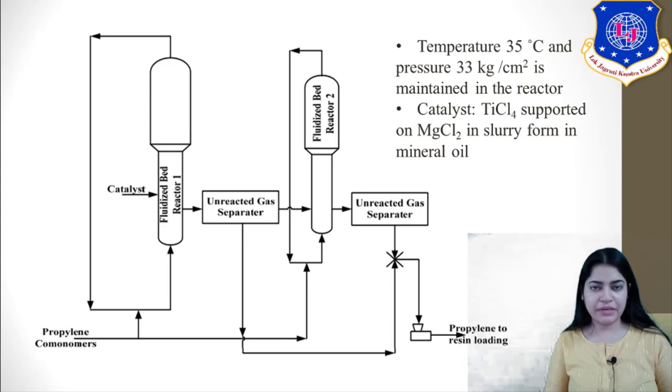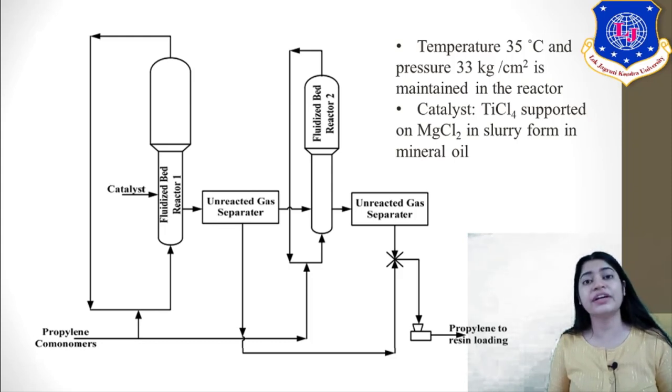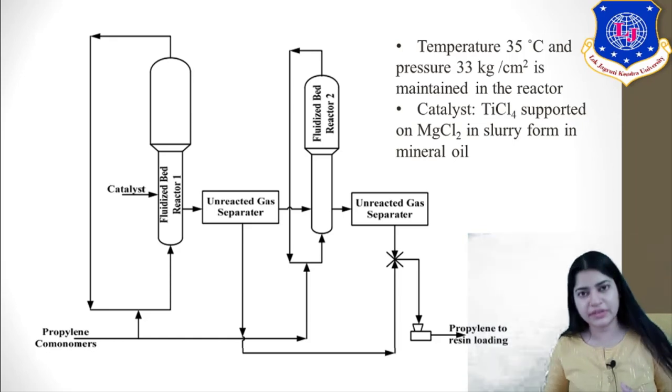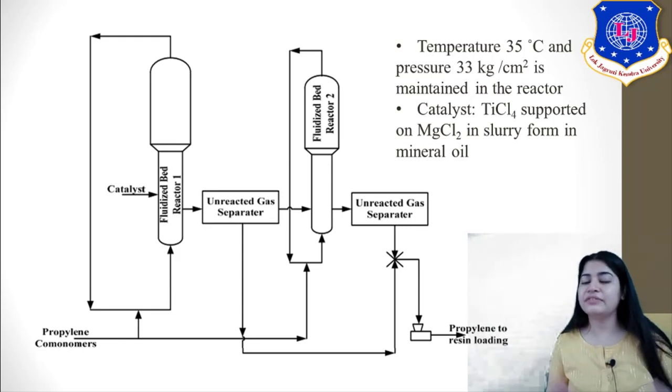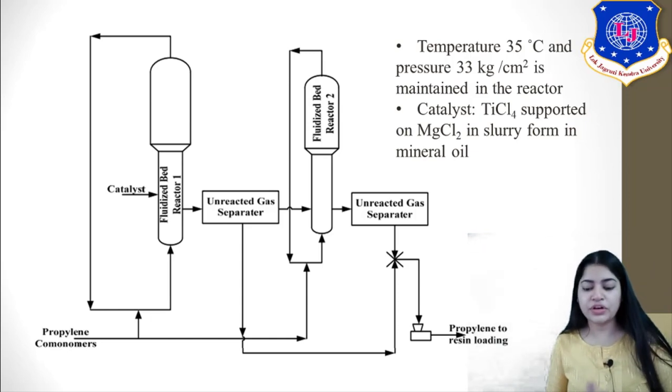Here you can see the main flow diagram of the production process. Propylene monomers are sent to a fluidized bed reactor, and catalyst is added. Unreacted gas is separated out, and the product is further sent to fluidized bed reactor 2, where further polymerization occurs. From that also you separate out unreacted gas, and from the bottom you get your polymer. So this is the production of polypropylene.